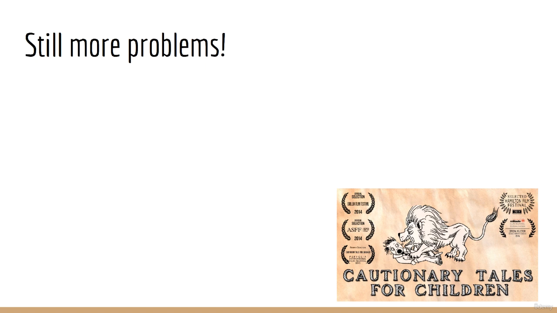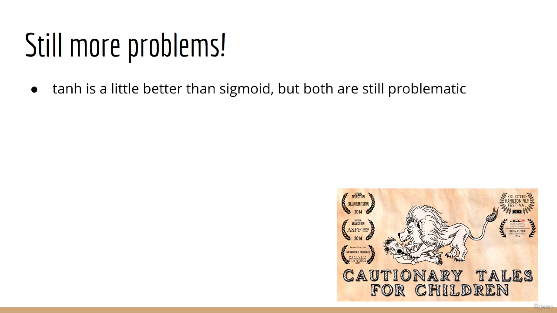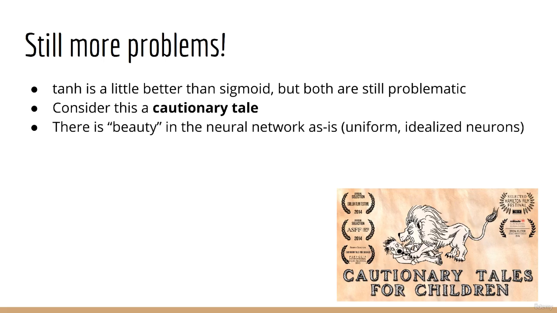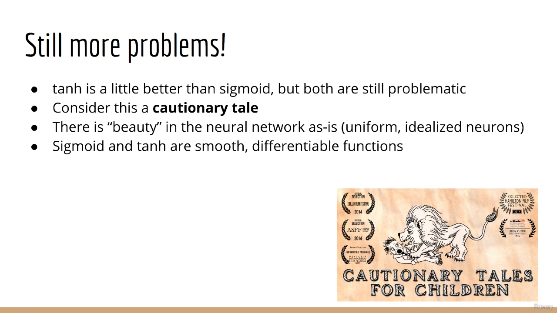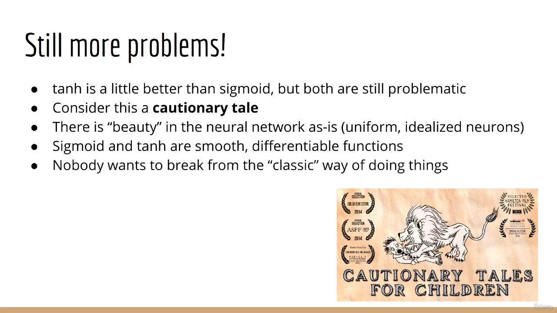Now, although the Tanh is a little better than the sigmoid, the story is not over. In modern deep learning, researchers have figured out that there's actually a problem with both of these activation functions. I like to tell this story as a bit of a cautionary tale. For a long time, researchers were very attached to the beauty of neural networks as is. They liked this idea of a uniform neural network made up of idealized neurons. They liked this idea that the sigmoid, and hence also the Tanh, were smooth differentiable functions. It is mathematically convenient and beautiful. The problem is they don't work that well, but nobody wanted to break away from this classic way of doing things.